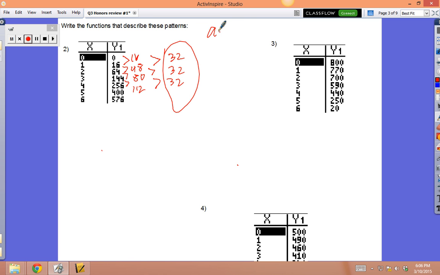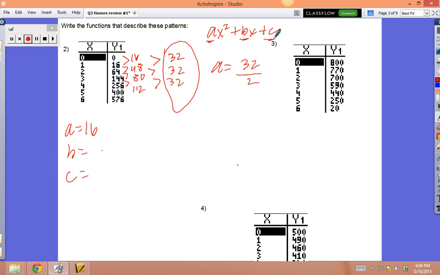So quadratic, it's got to follow this model, ax squared plus bx plus c. So we've got to identify a, b, and c. And a and c are very easy. A equals this constant change divided by 2. You cut it in half. So in our case, a is 16.